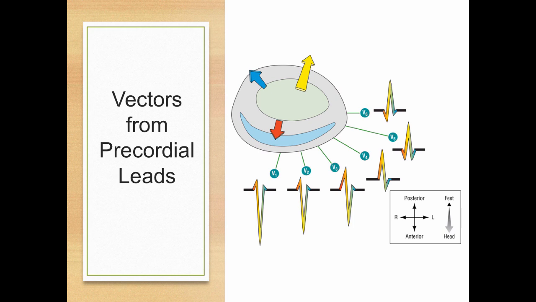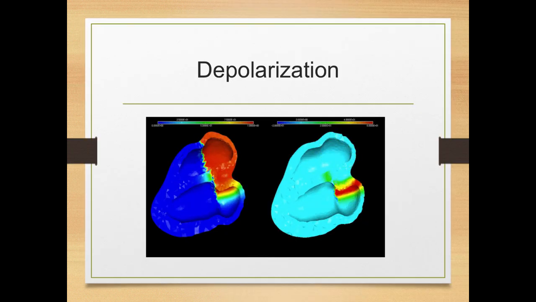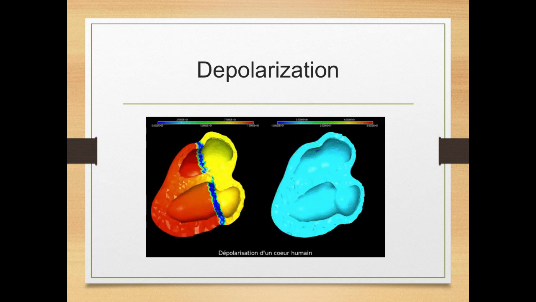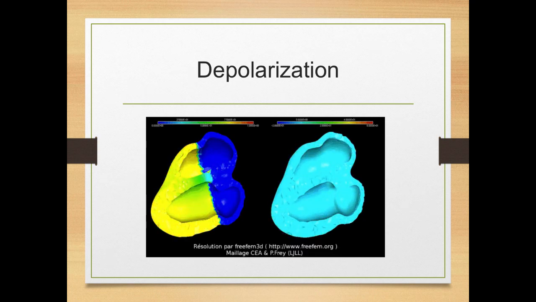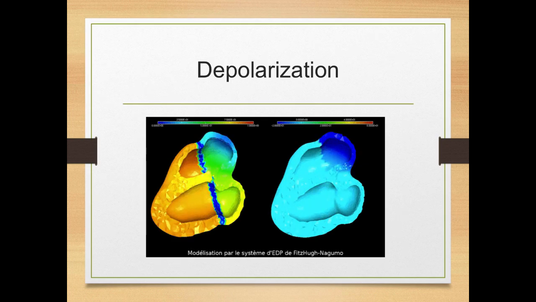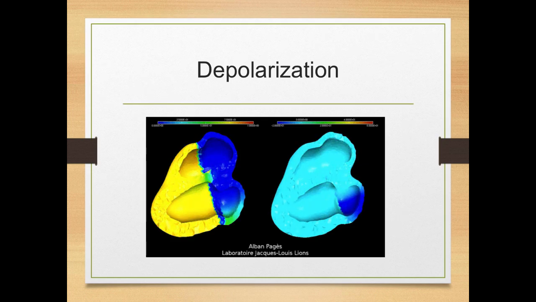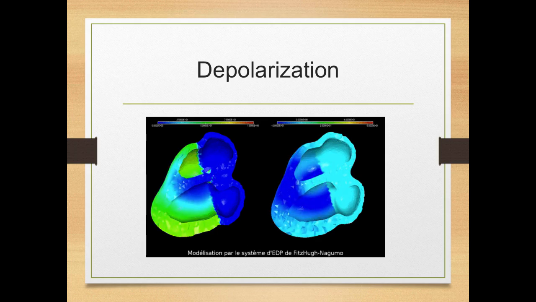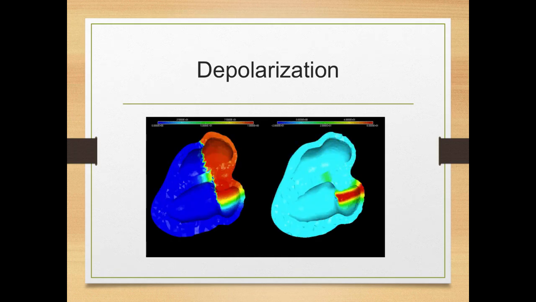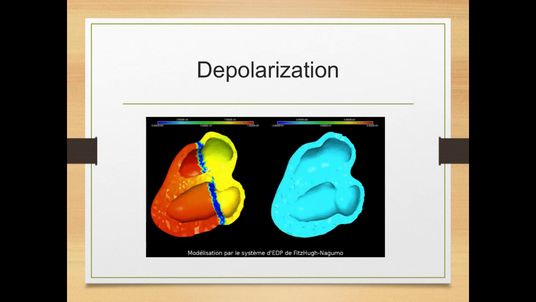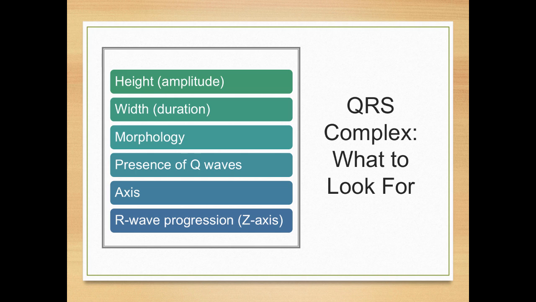And here's a cool real-time view of depolarization. You see exactly how it flows through the ventricles, from the atria down through the ventricles. So we depolarize the interventricular septum first, and then it spreads into our main ventricles and on around the posterior side. Looking at our EKG, at our QRS complexes, we're looking for a number of things.